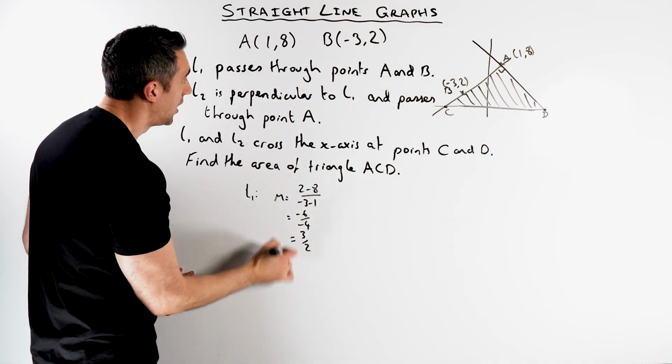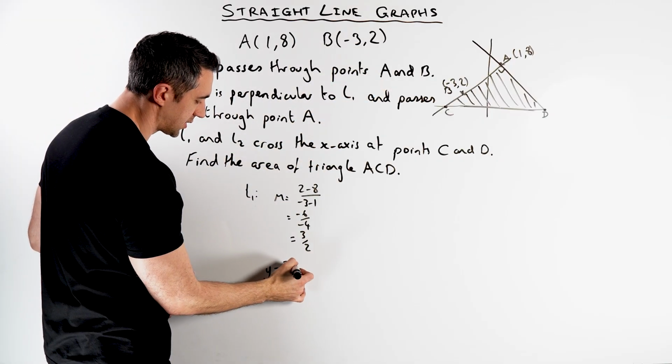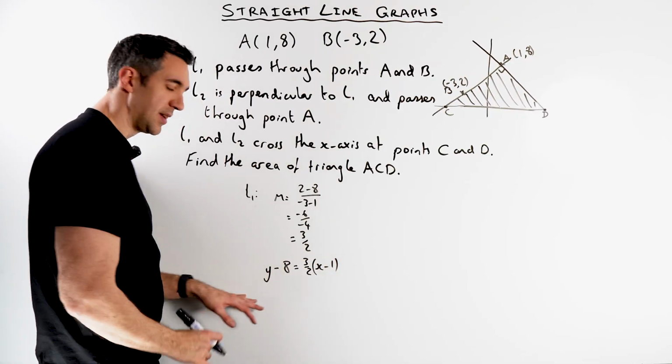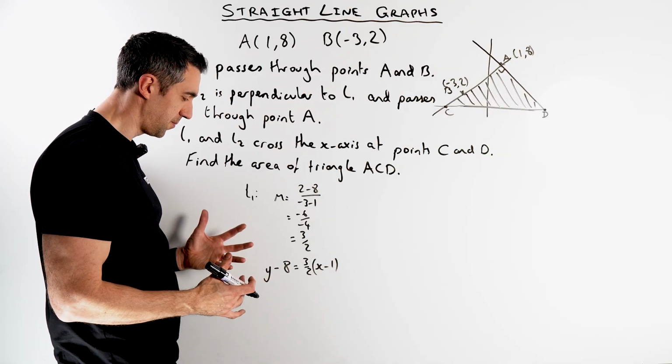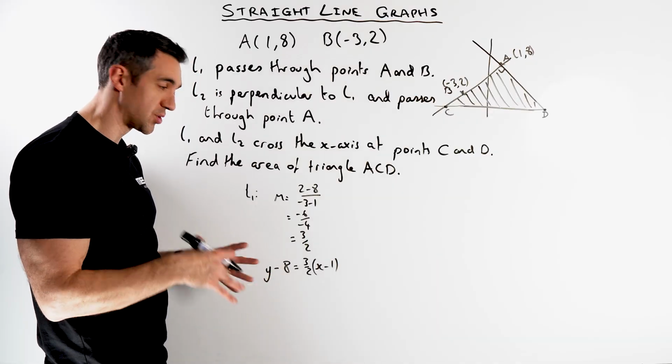So I'm going to use point A. Remember, you can use point B as well. It shouldn't make any difference. So y minus 8 equals 3 over 2 (x minus 1). Now I'm going to leave it like that for now. Obviously, we could expand it, rearrange it, put it in a different form, but I'm just going to leave it like that because I'll have a think about what I want to do with it and the best option after.